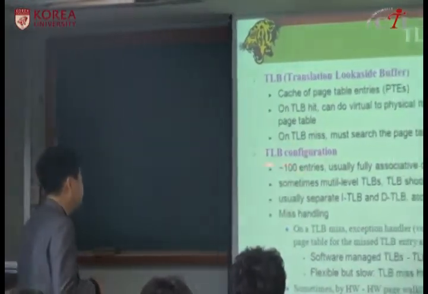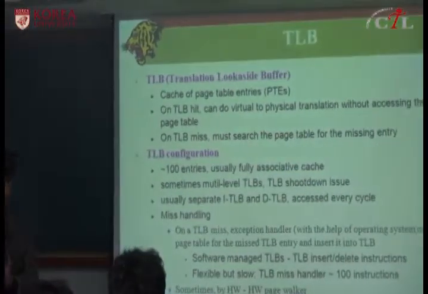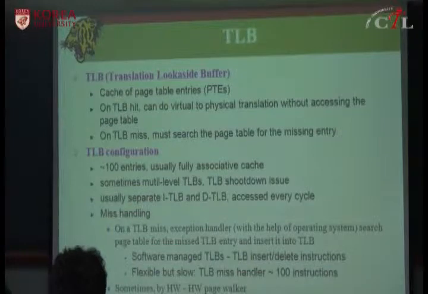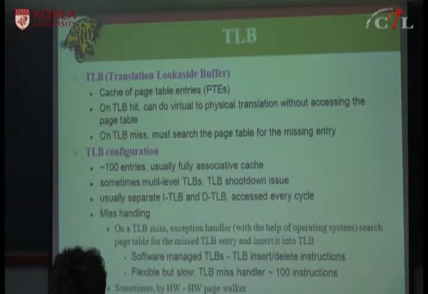So a TLB usually contains about 100 entries. It can be 64 entries or 128 entries, because the computer likes 2 to the power of n, right?